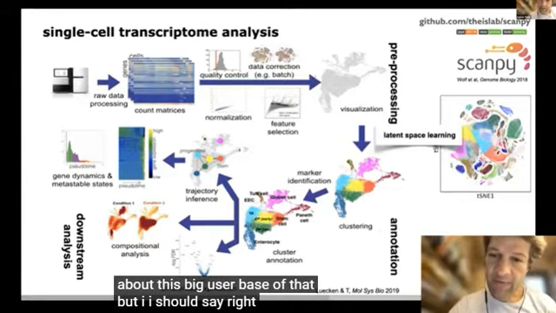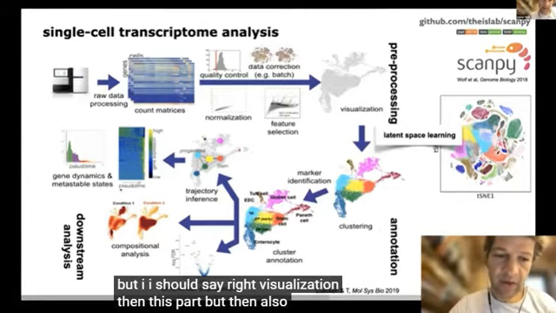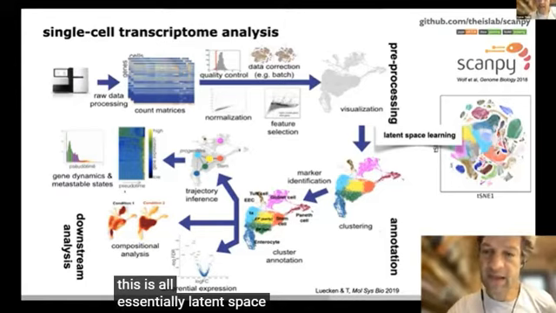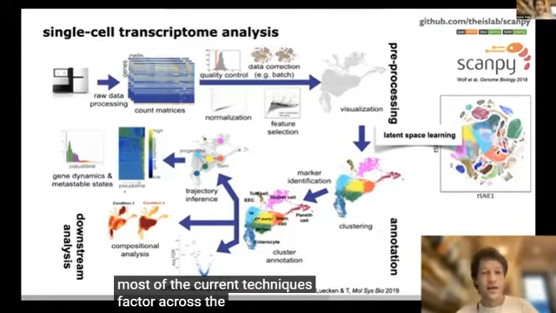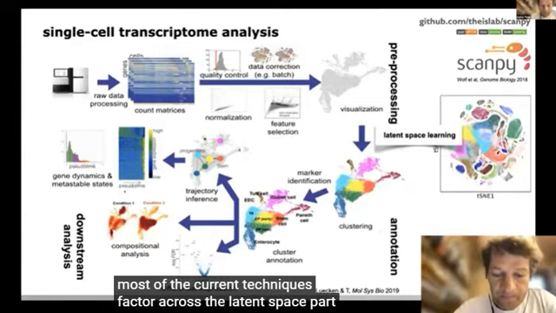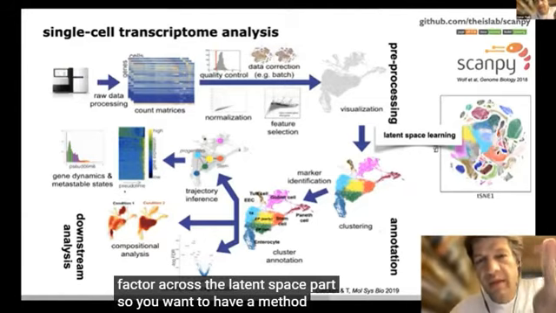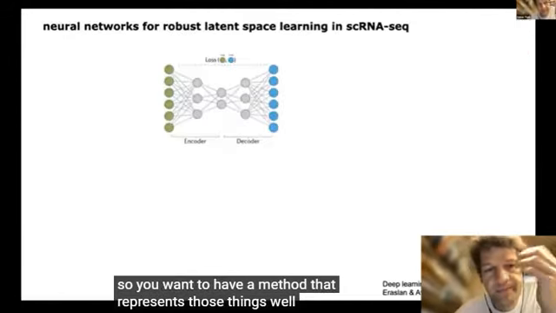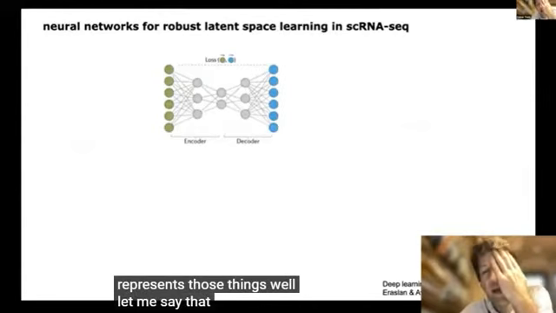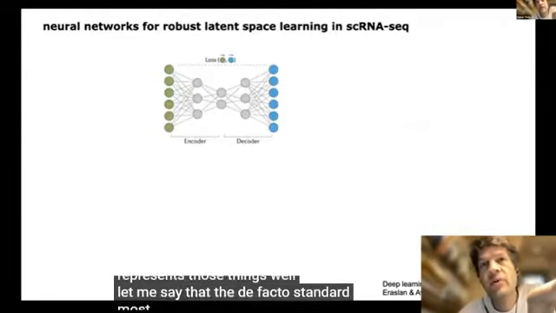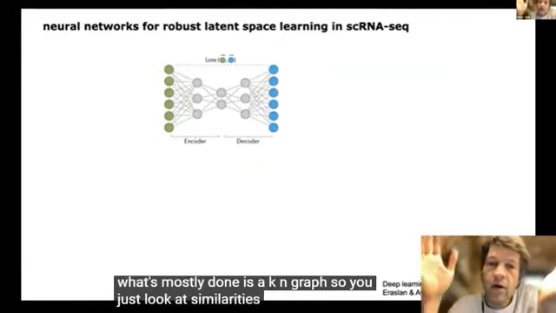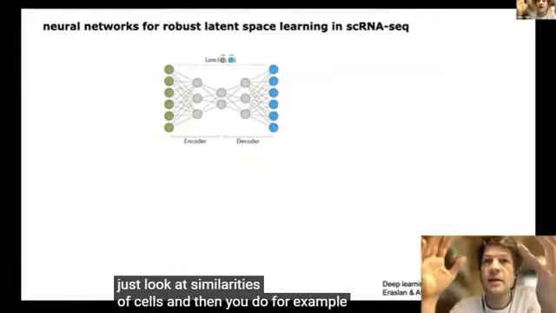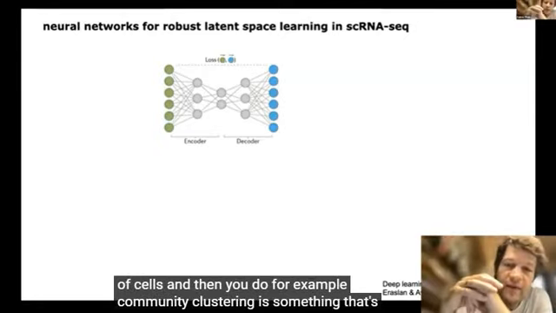But I should say, right, visualization, then this part, but then also downstream, this is all essentially latent space learning. And most of the current techniques factor across the latent space part. So you want to have a method that represents those things well. Let me say that the de facto standard, what's mostly done, is a KNN graph. So you just look at similarities of cells, and then you do, for example, community clustering. It's something that's very popular.